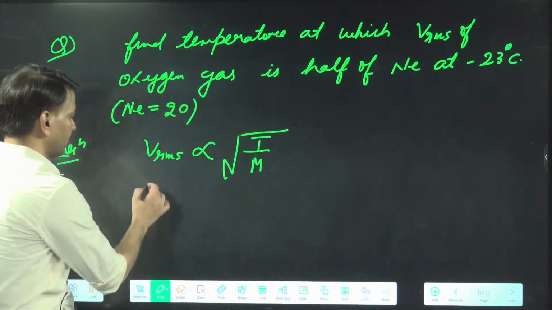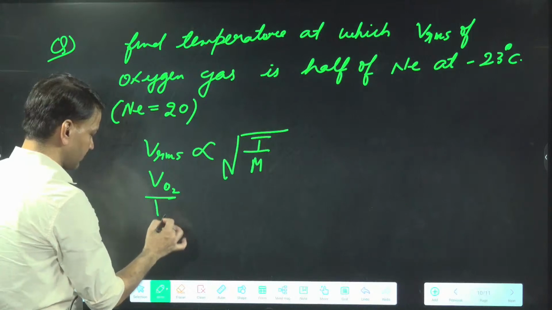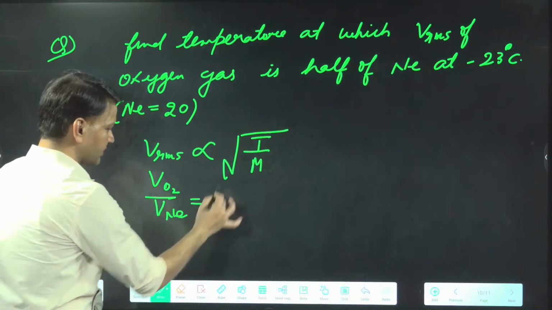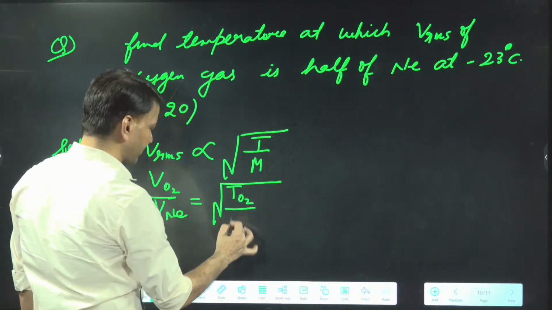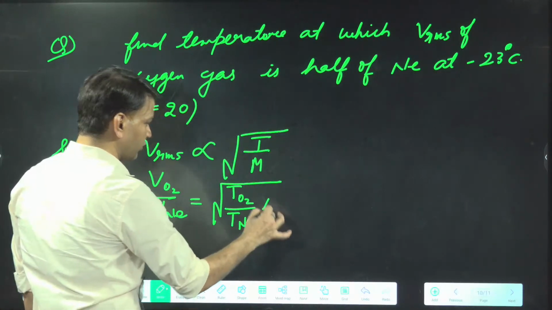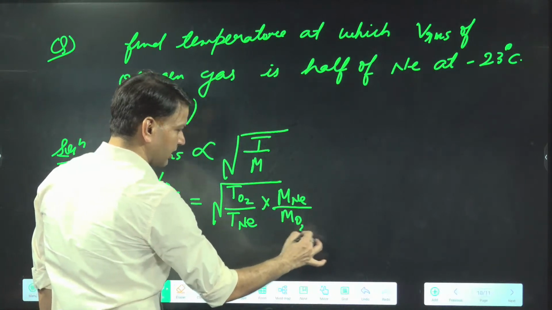Okay, then V oxygen upon V neon, that I can say, is under root of temperature of oxygen upon temperature of the neon into molar mass of neon upon molar mass of oxygen. I can write.